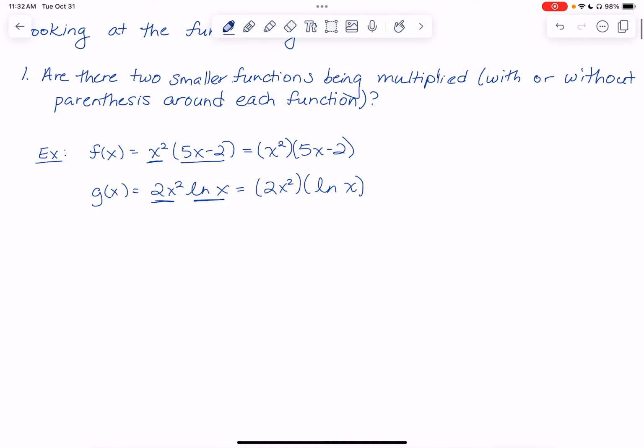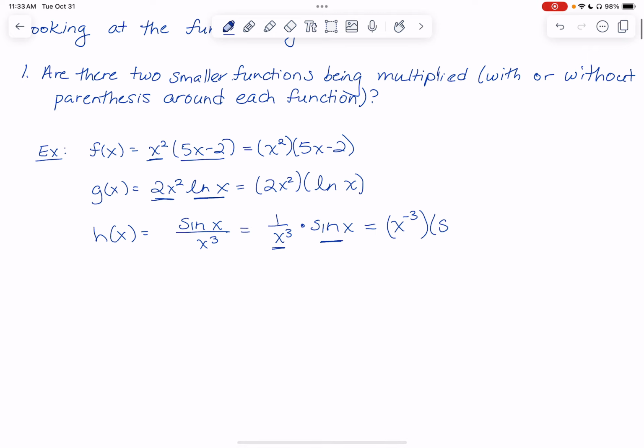Let's think about another function. Let's say I have an h of x, and let's say that's equal to sine x over x cubed. Well, I can separate this into two quantities. I could say that's a 1 over x cubed times a sine x. If I don't want to use the quotient rule on this, I don't have to. These are two separate things, right? And so let me rewrite this with parentheses because I have a first term and a second term. I can use a negative exponent on that first one, so I can say that's x to the negative 3 power times sine x.